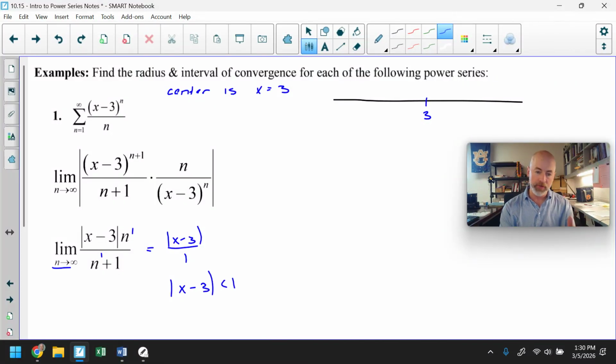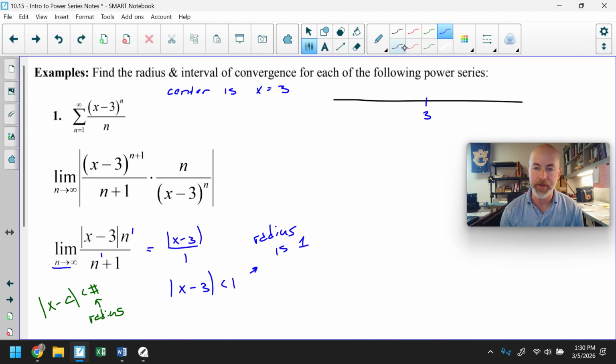So before I finish solving this, I'm going to make one point. When you get to the point in your ratio test, you're going to do all this work. You will eventually get to where you have |x minus the center| less than some number. And when you get to that point, that number is the radius of convergence. So right now, I know the radius of this one is 1.